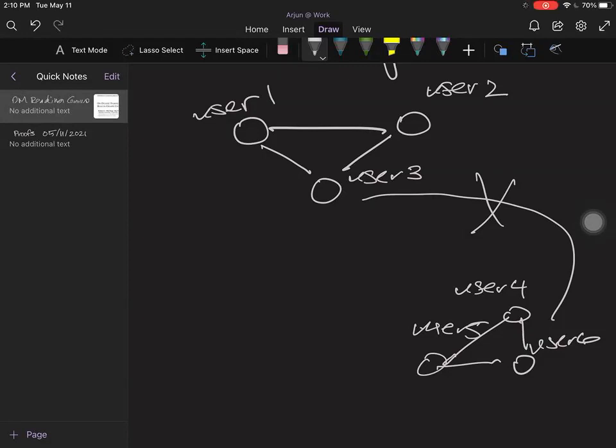Arjun, I want to clarify the question here. Do you mean that user 3 and user 6 are connected, but they do not share the same label?